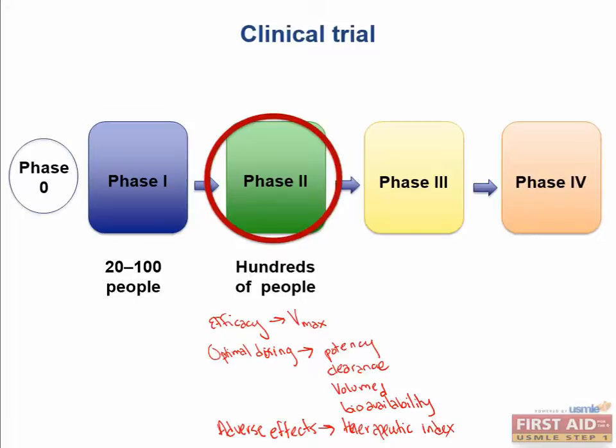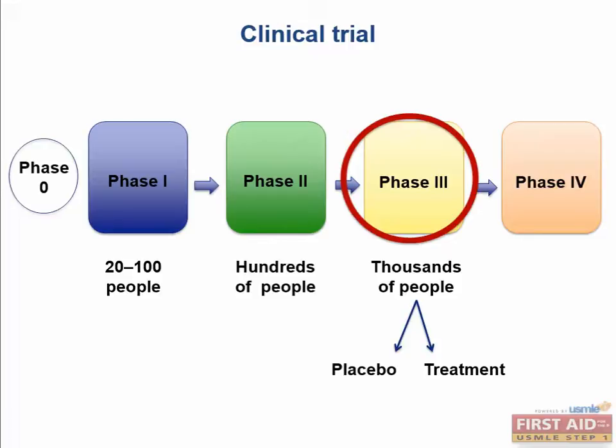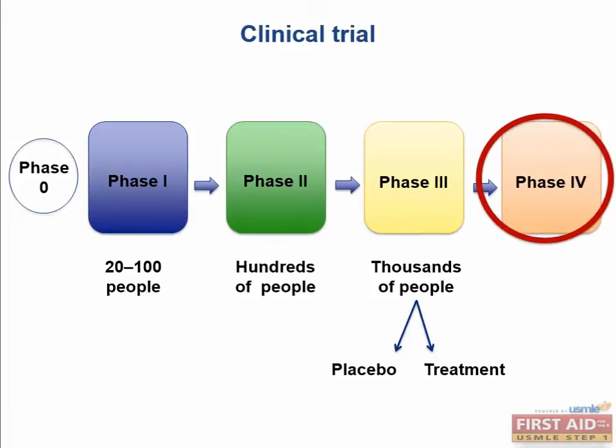Phase 3 clinical trials study a large number of patients, often in the thousands depending on disease prevalence. Patients are randomly assigned to either the treatment under investigation, to the best available treatment, or placebo if there is no approved treatment. These studies compare the new treatment to the current standard of care. It's at this stage that the treatment may or may not receive FDA approval. And finally, Phase 4 clinical trials are designed as post-marketing surveillance trials of patients after drug approval. It's an effort to detect rare or long-term adverse effects.